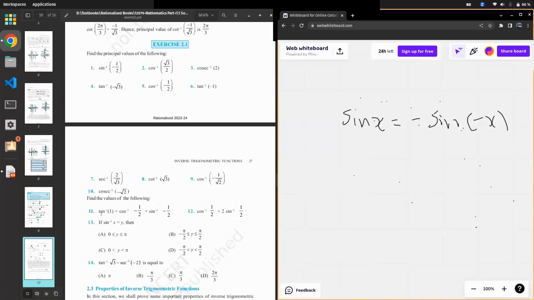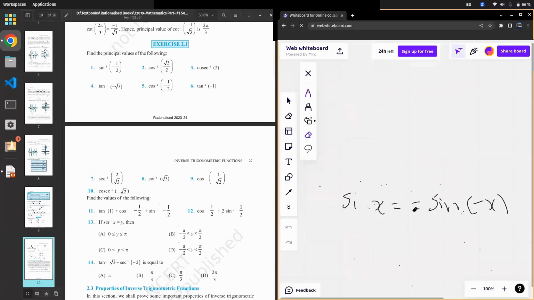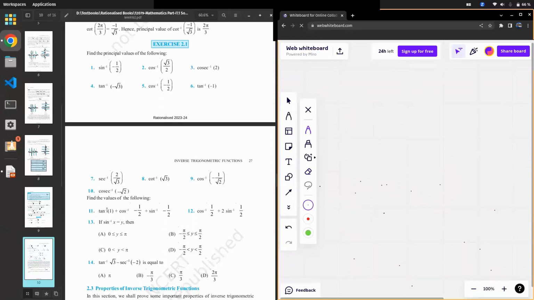In the 11th question, we have to find the value of tan inverse of 1 plus cos inverse of minus half plus sin inverse of minus half. Okay, we will substitute the values here. So tan inverse of 1.